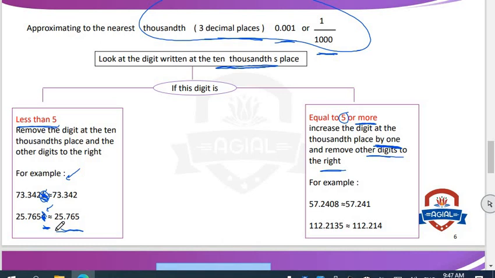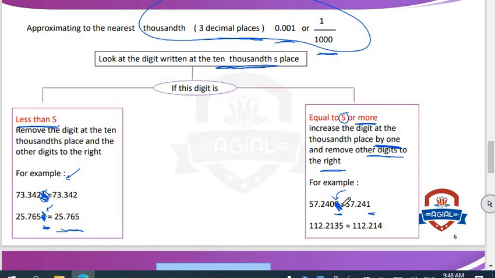Okay, in here, if the number is equal to 5 or more, a strong number like 5, 6, 7, 8, 9, we add 1, increase 1 to the thousandth place and remove the other digits. For example, 57.2408. We look at the number 8 in the 10,000th place. 8, are you strong or weak? I am strong. So we add 1 to the thousandth place. 0 becomes 1 and remove this digit.